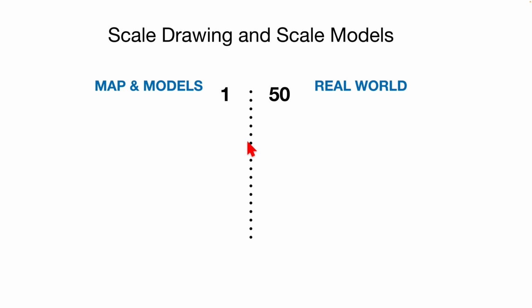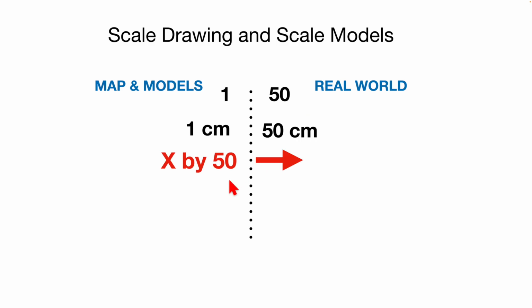Keeping with 1 to 50, let's think about this as models and maps, and this is the real world. If we've got 1 centimetre on a map, for example, at 1 to 50, what's that in the real world? Well, we just multiply by 50, so 50 centimetres. What about in the real world? We've got a length that's 2 metres. We want to take it down into the map.